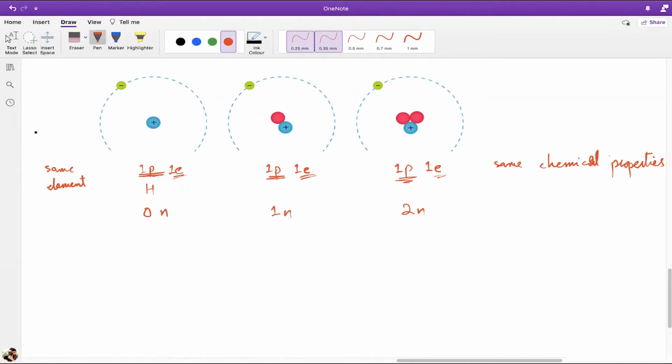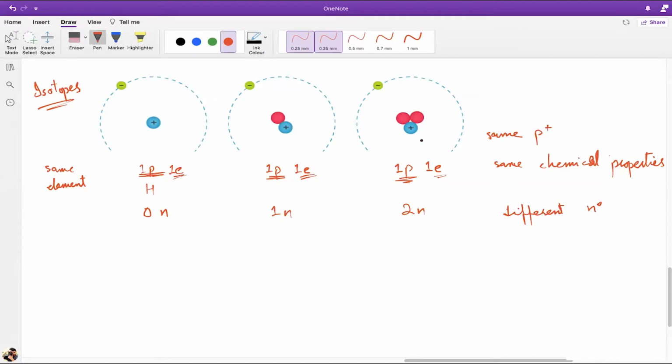So these things are called isotopes. They have the same chemical properties, they have the same proton number, they're the same element in fact, but the difference is they have a different number of neutrons. And that number of neutrons is what makes the difference.